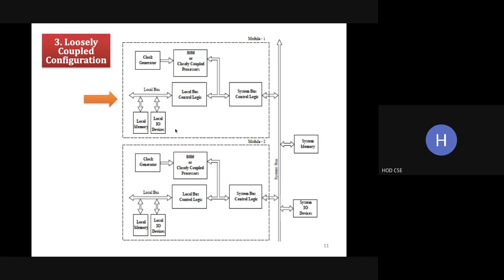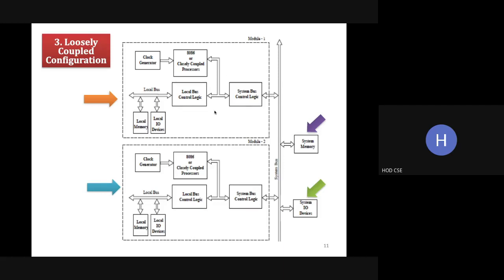So here this is module 1 and this is module 2. Here the system memory is shared by all the modules. So you have a shared system memory and we have the shared IO devices. Suppose we have a fax machine, or let's take a LAN connection as an example. In a LAN, we have a common printer. That printer will be connected to all the systems, no? So that printer is shared by all the modules. That is a very good example here.